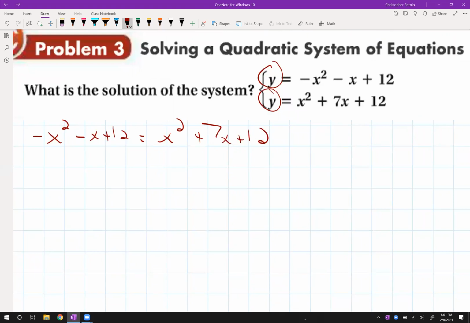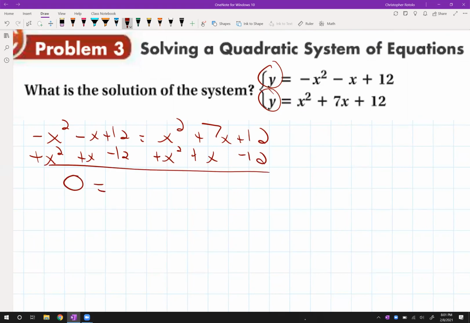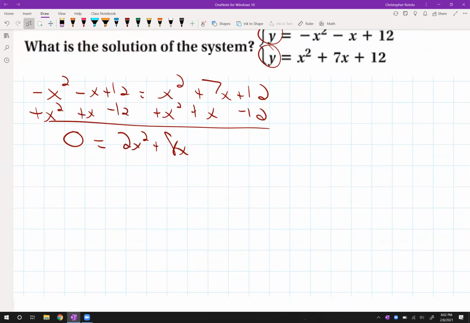All right, so what I am going to do this time is take everything from the left. I'm going to add x squared, I'm going to add x, and I'm going to subtract 12. So 0 equals 2x squared plus 8x plus 0. So I'm going to leave that part off. All right, and this one gets to a little bit smaller type of solving, right? All I can do, it's two terms, it's not a special case.